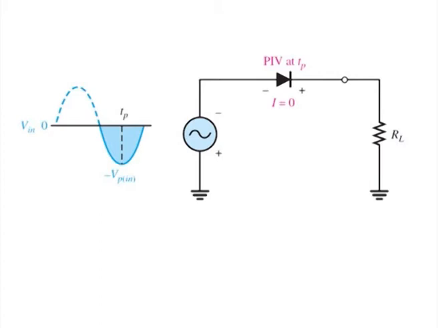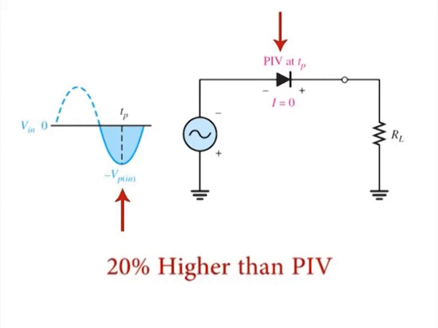One must also be careful of peak inverse voltage, as the diode must be capable of withstanding this repetitive reverse voltage. For the diode as shown, the maximum value of a reverse voltage, designated as peak inverse voltage, occurs at the peak of each negative alternation of the input voltage when the diode is reverse biased. A diode should be rated at least 20% higher than the peak inverse voltage.